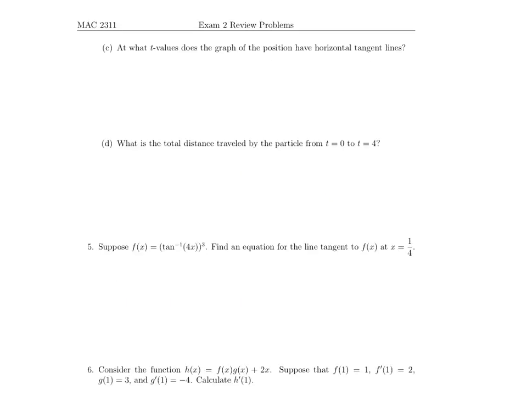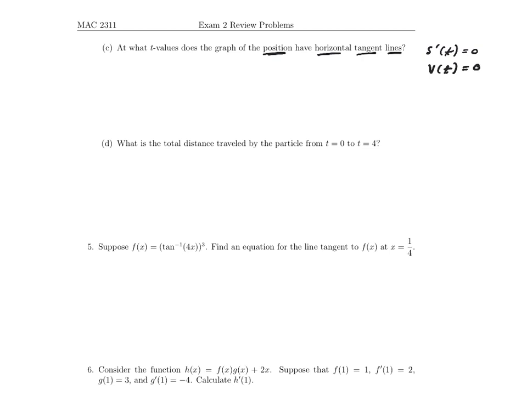Now for this next question, it says, at what t values does the graph of the position have horizontal tangent lines? So if we take a look at that, we know that that's going to occur, and again we're talking about position here. When does the position have that? That is when the derivative is equal to 0. Or another way of saying that is, when is the velocity equal to 0?